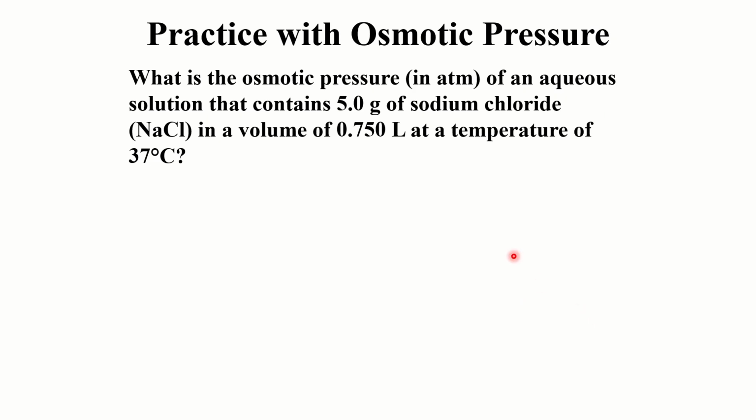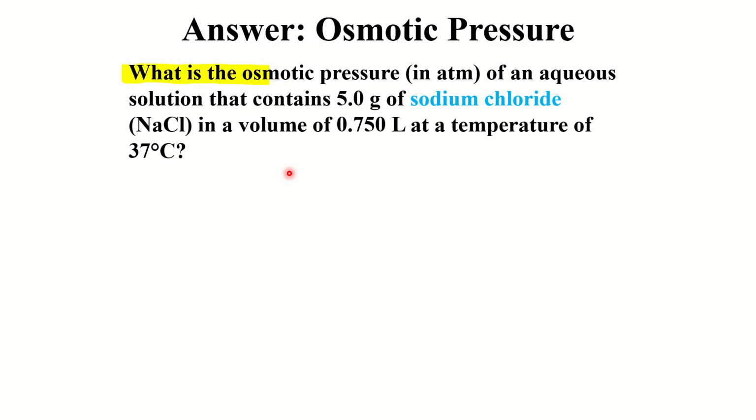Let's look at an example problem. What is the osmotic pressure in atmospheres of an aqueous solution that contains 5 grams of sodium chloride in a volume of 0.750 liters at a temperature of 37 degrees Celsius? All right, so let's work through this. We are being asked to solve for an osmotic pressure, so we're solving for this variable right here. So we need i, M, R, and T.